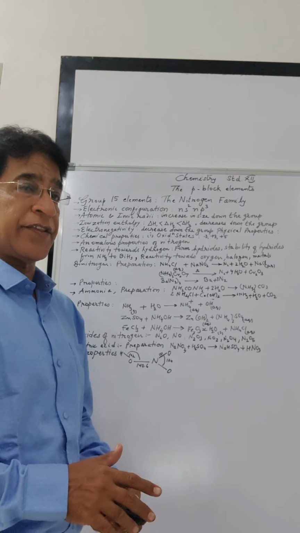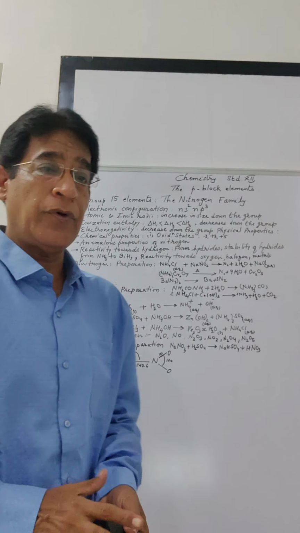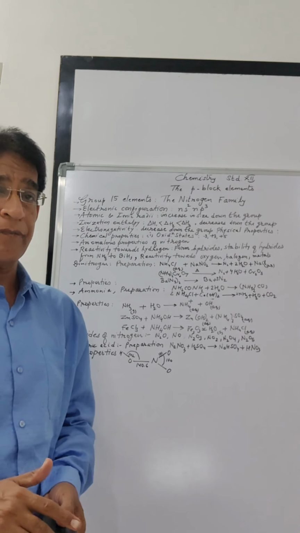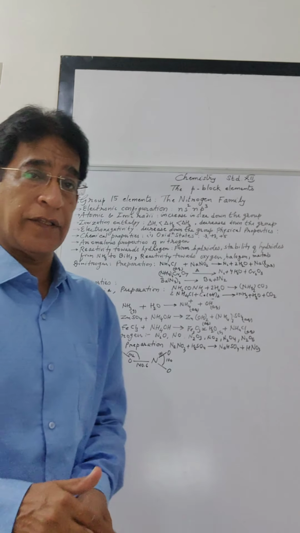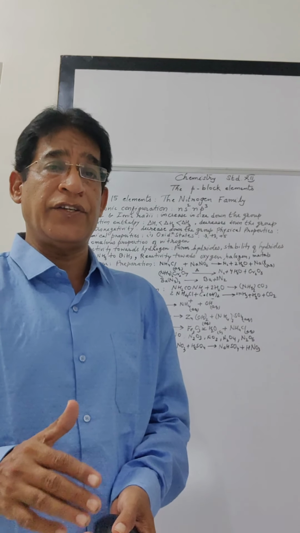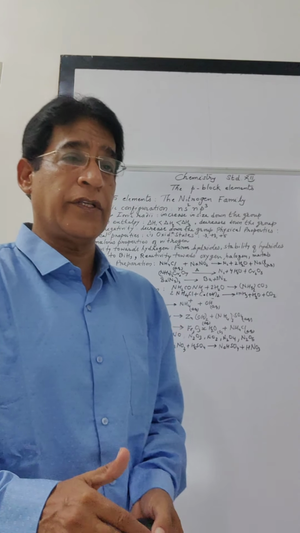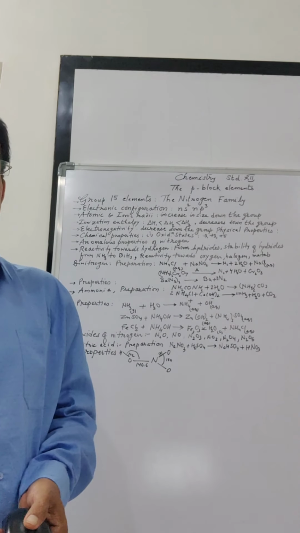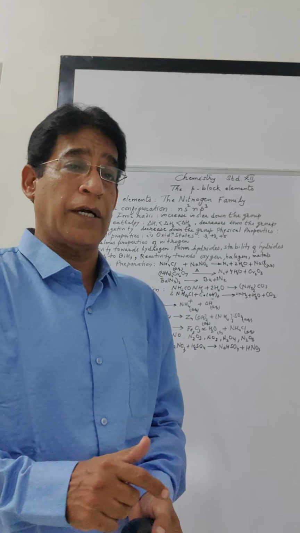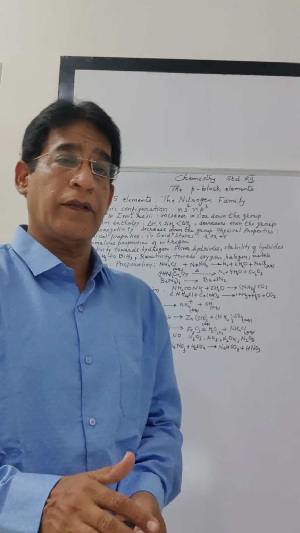Properties of nitric acid. Pure nitric acid is a colorless liquid. It decomposes readily in light, giving a yellow color due to the formation of nitrogen dioxide. It is a strong acid and is almost completely dissociated into ions in solution.